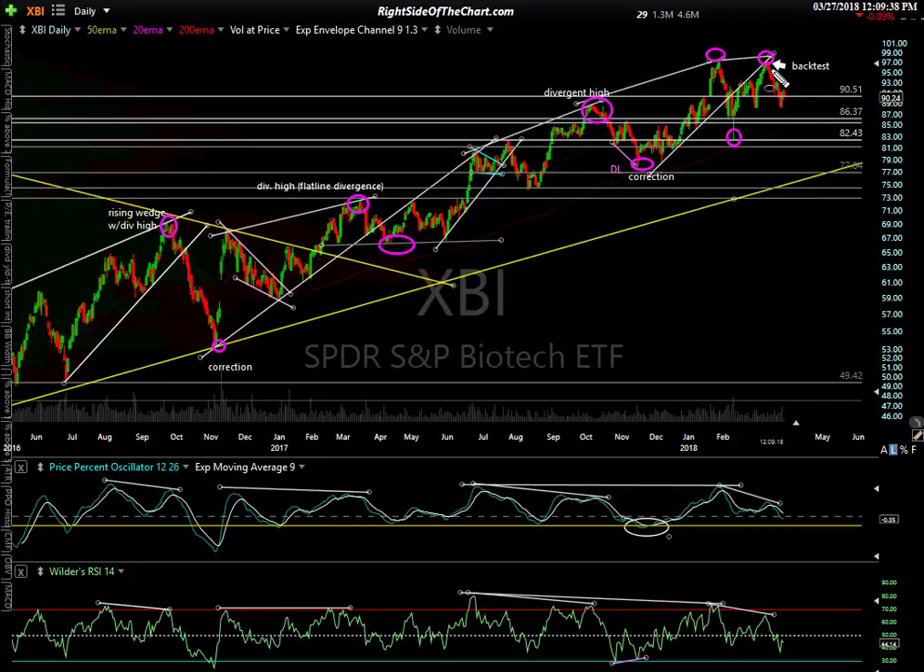And so therefore, we've started to move impulsively down, a lot of red candles since that backtest, and I still think this one's going lower. Although there is support right here coming up around 87, 86.37.